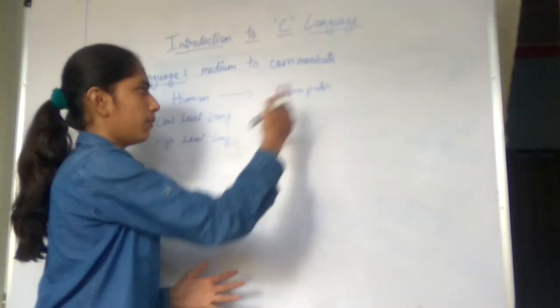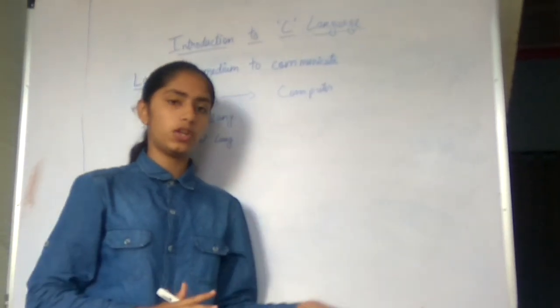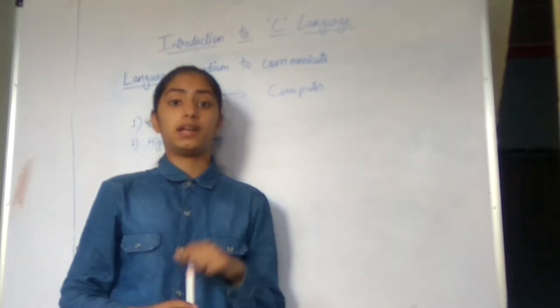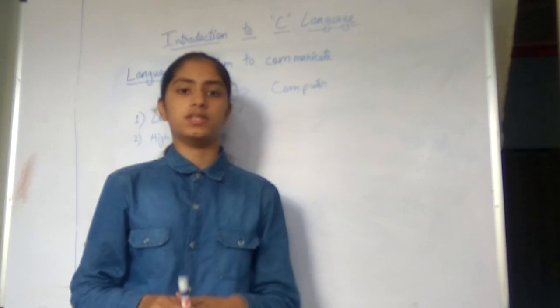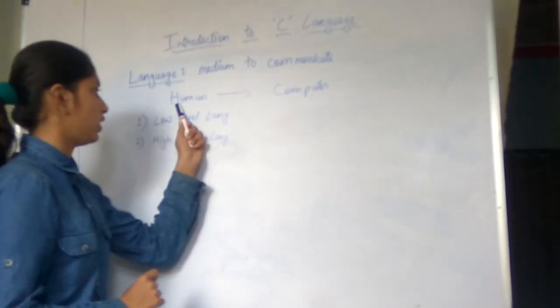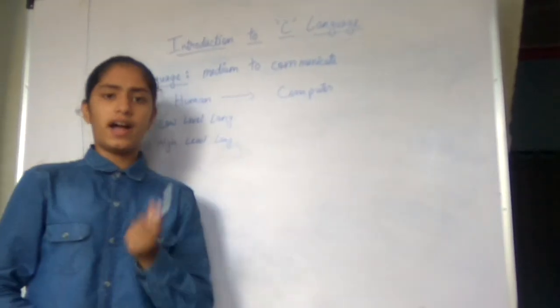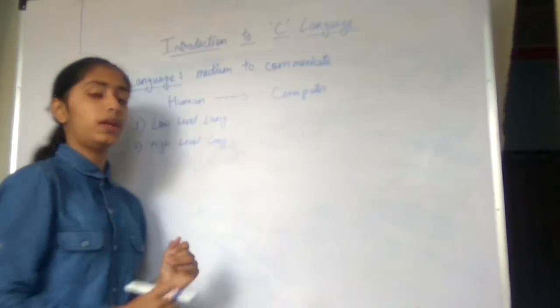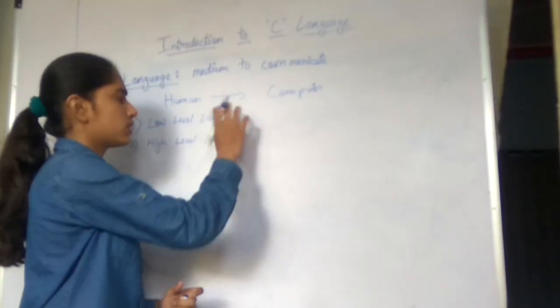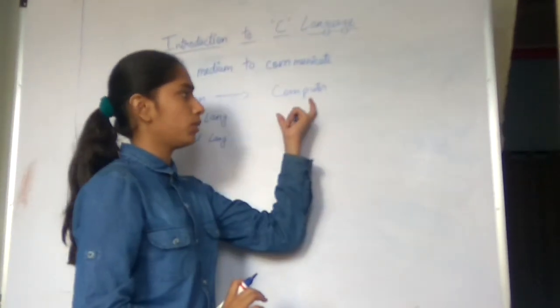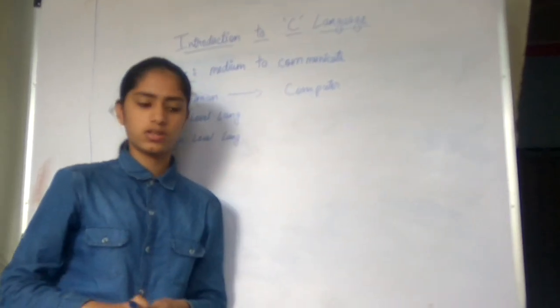Language is a medium to communicate, generally between human and human. But in the case of programming languages, it is a communication between human and computer. As you all know, both these speak different languages. Humans use the English language, whereas computers understand binary language.